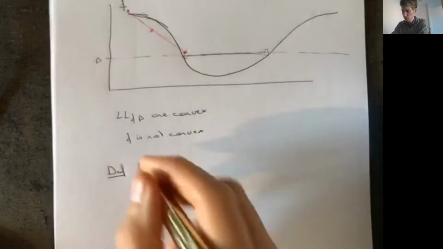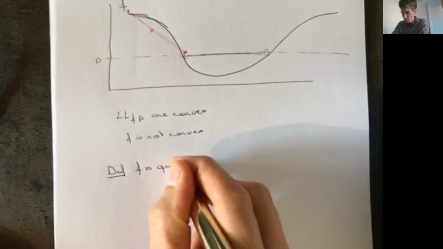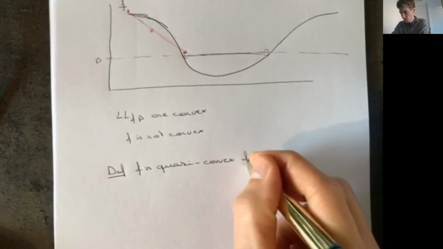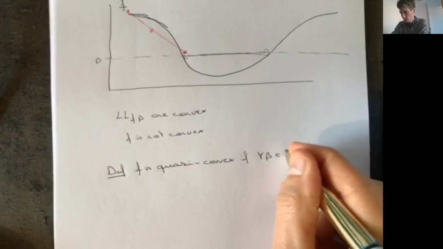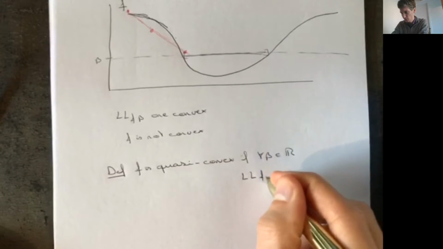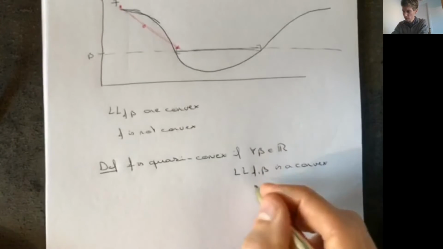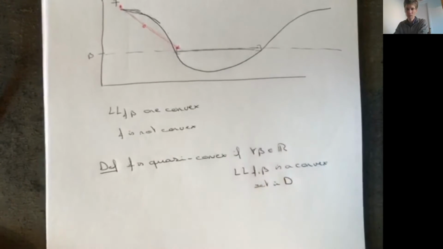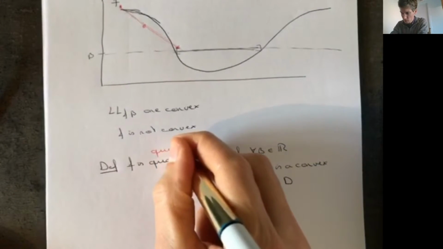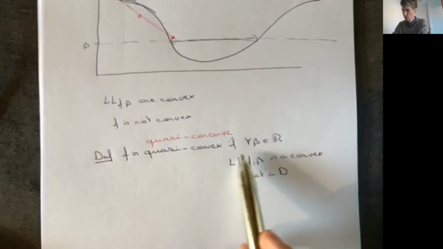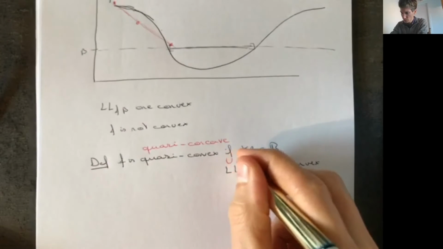So this is going to be the definition. We say that f is quasi-convex if for all beta in R, the lower level set of f at beta is a convex set in the domain. Okay, and then we can define a similar thing. You can say that f is quasi-concave. Now we're not looking at lower level sets, but we're looking at the upper level sets.